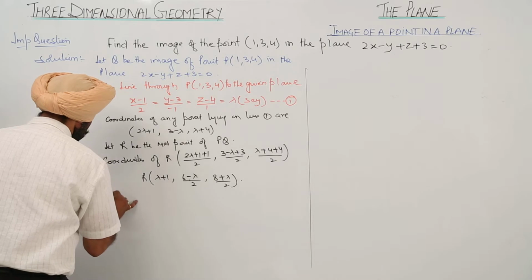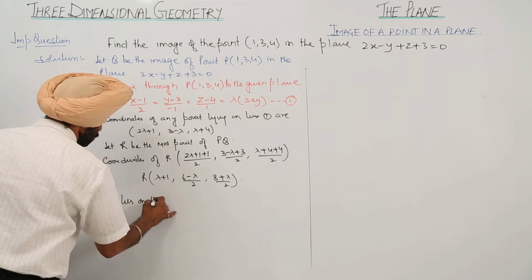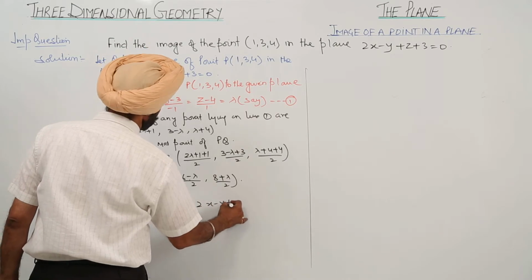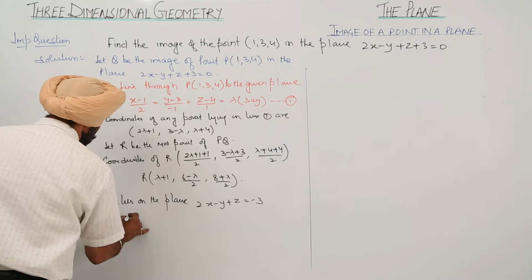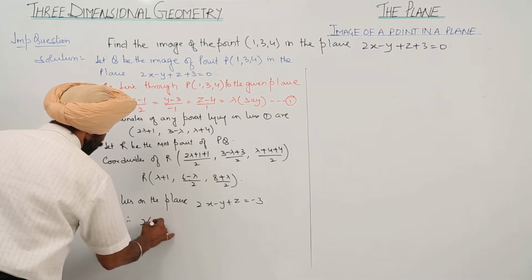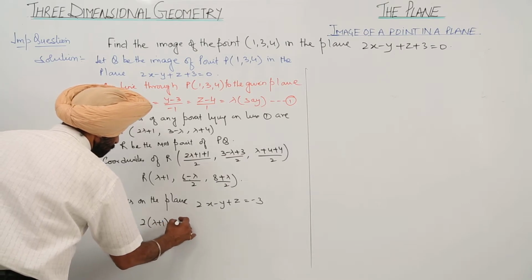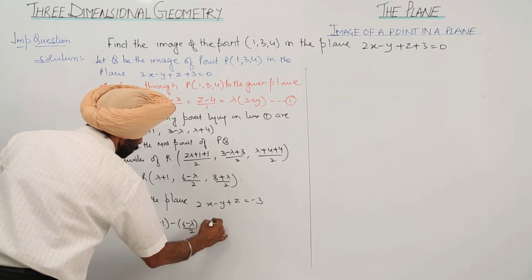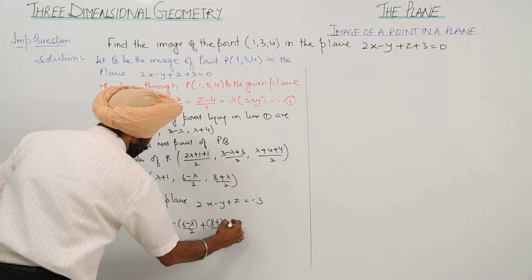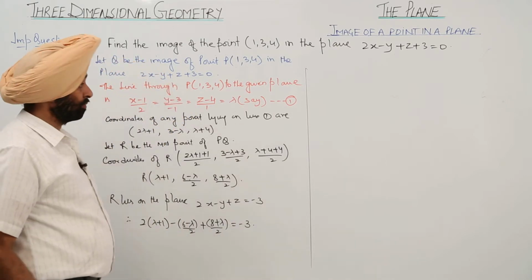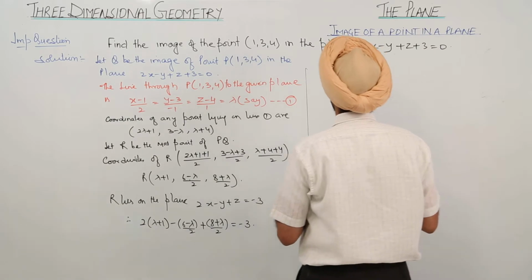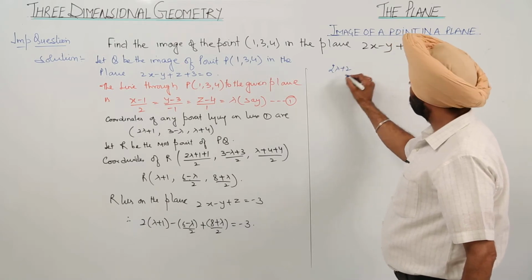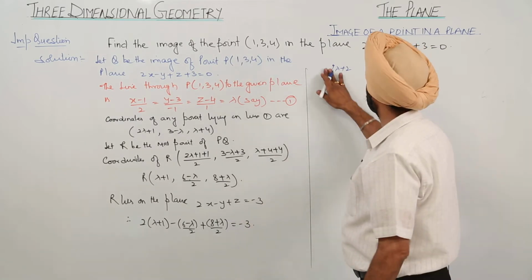Now, R lies on the plane and the equation of the plane is given as 2x minus y plus z is equal to minus 3. Therefore, 2 times (lambda plus 1) minus (6 minus lambda) upon 2 plus (8 plus lambda) upon 2 is equal to negative of 3. Now, just solving this one, first of all, let us use the LCM part. So this will become more easy.